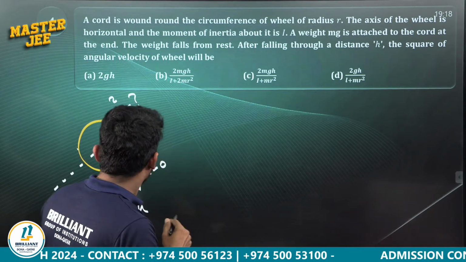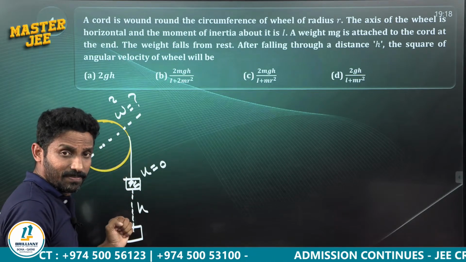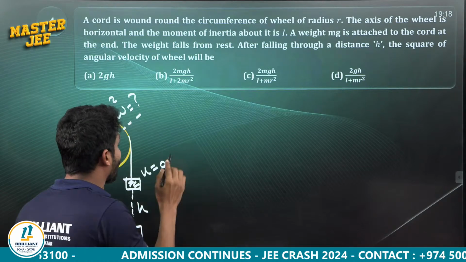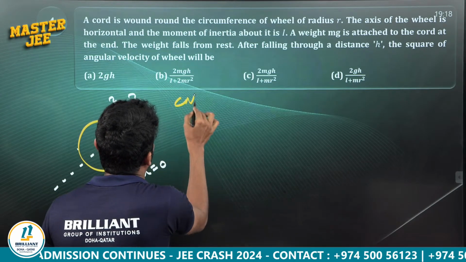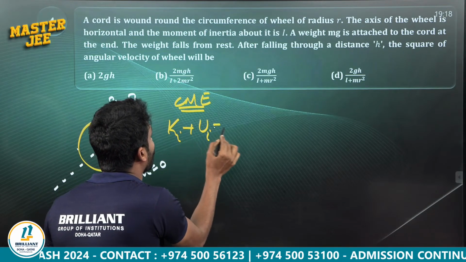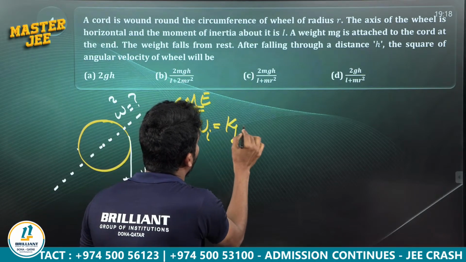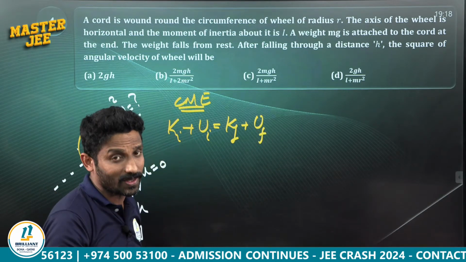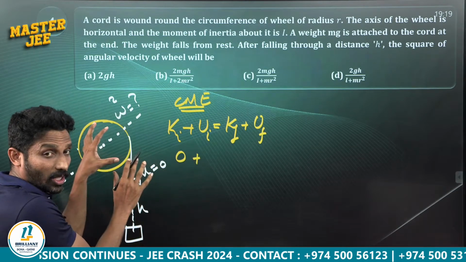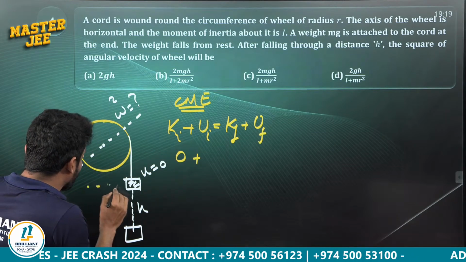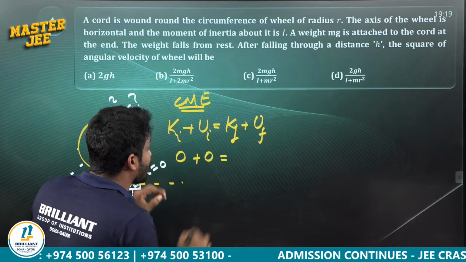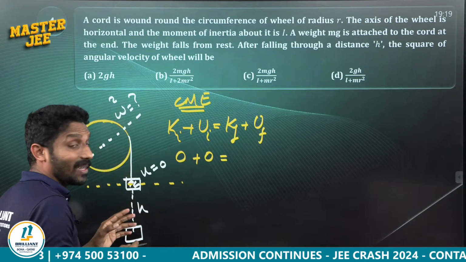Okay, what do we do? See here, work is done on the system by gravity, and gravity is a conservative force. So we can apply the conservation of mechanical energy here: initial kinetic energy plus initial potential energy of the system is equal to final kinetic energy plus final potential energy of the system. What is the initial kinetic energy? The system was at rest. And what is the initial potential energy? We take this level as the zero potential energy level. Then the initial potential energy is 0. Clear?